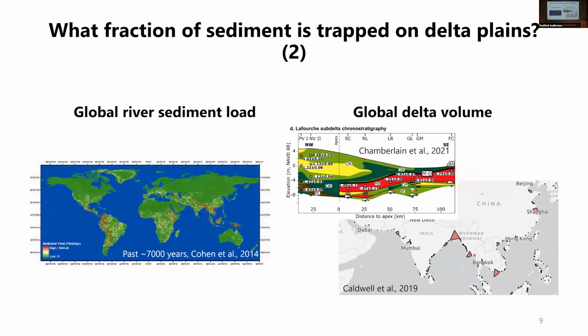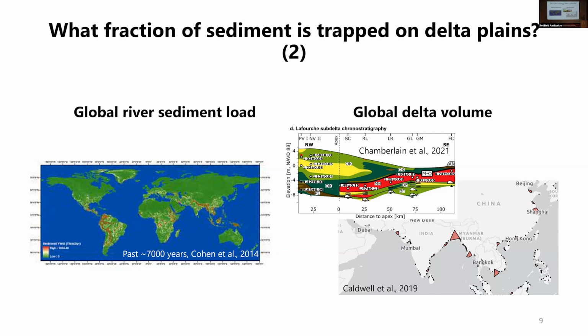So another way you can go about finding what fraction of sediment never makes it to the river mouth, but is captured on delta plains, is to look on slightly longer time scales and bigger pictures. You can look into global data sets of the amount of sediment being delivered to all global deltas. This is a data set from Cohen et al. 2014, trying to estimate how much sediment is being delivered to deltas over the past 7,000 years. So basically, since deltas started to grow along Earth's coastlines.